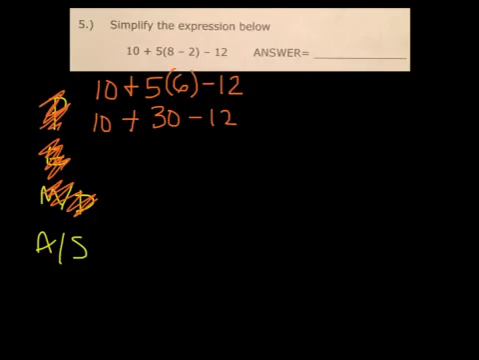Then add or subtract, whichever one comes first. And in this question, the adding part comes first. So I should do 10 plus 30. That's 40 minus 12. 40 minus 12 is 28. So your answer is 28.